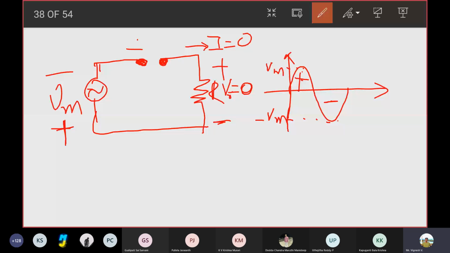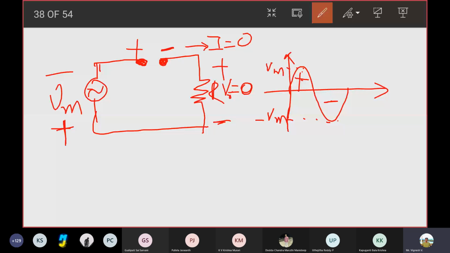PIV is the voltage across the reverse biased diode. Let me call it V. So if I write KVL in this loop, how would the KVL look like? It would be minus VM plus V equals zero, right? And what is the V here? V is your peak inverse voltage, and that is VM.